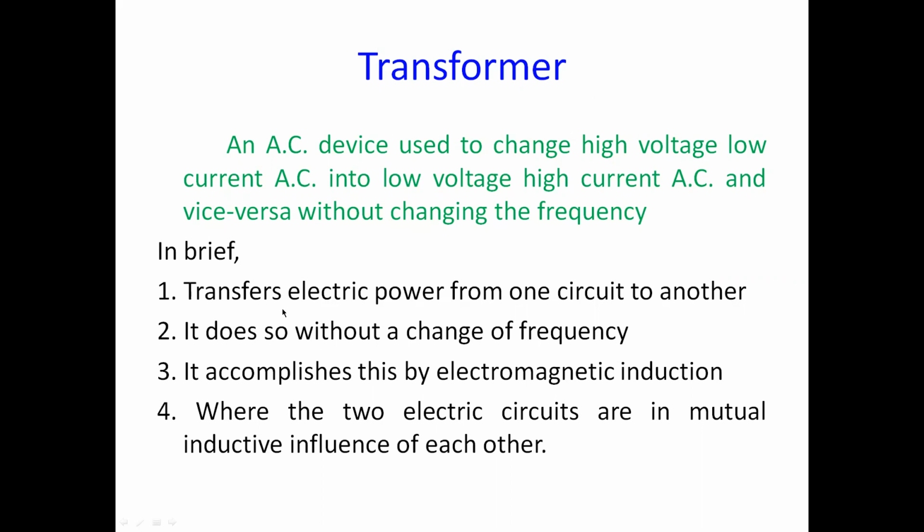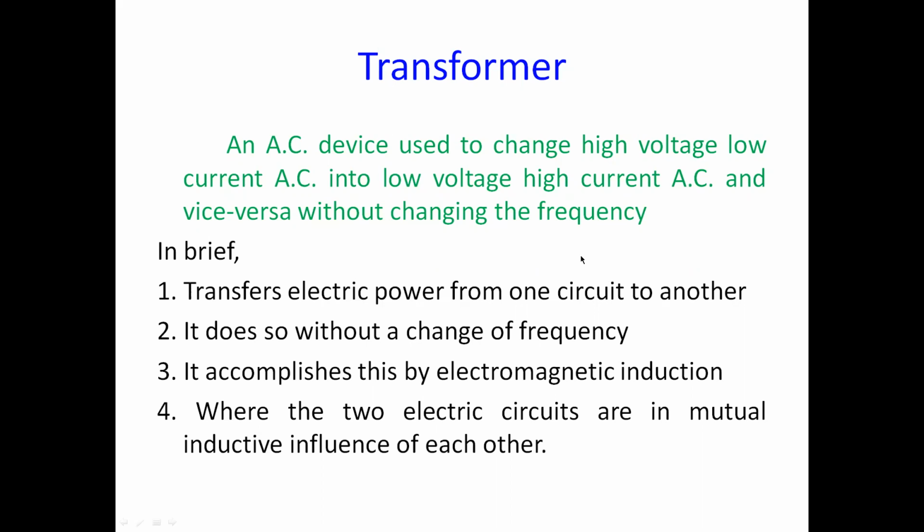Actually, there are two circuits. They are magnetically coupled. Primary, which is connected to load. Sir, we are able to see only the PPT, sir, if you are writing on the other app.